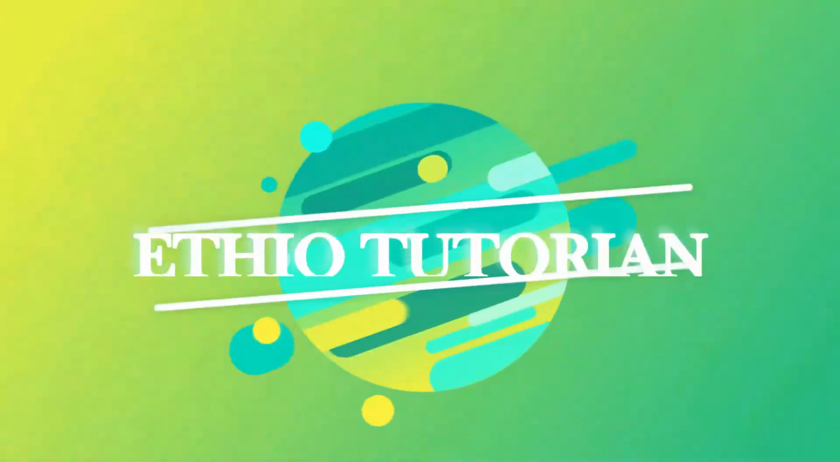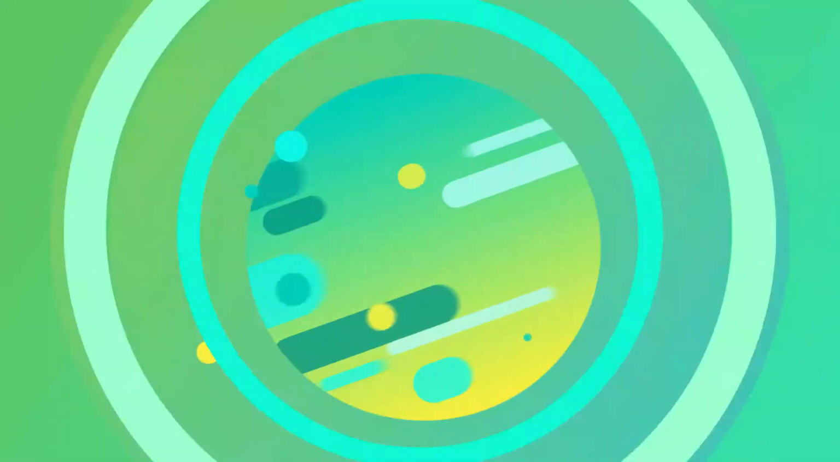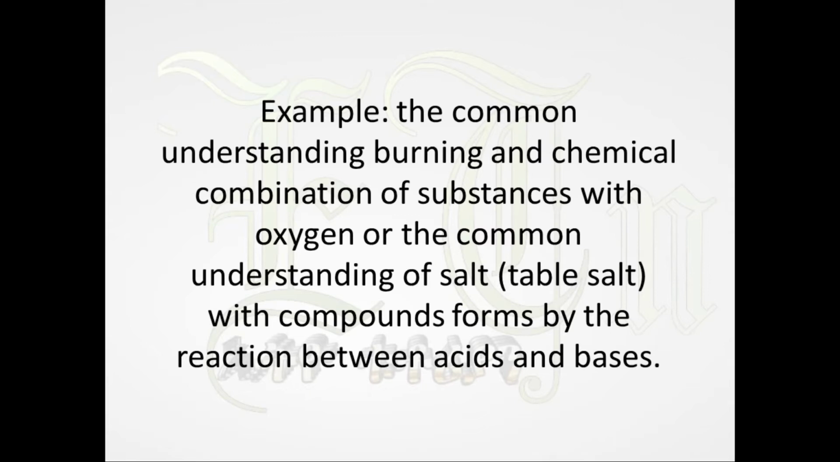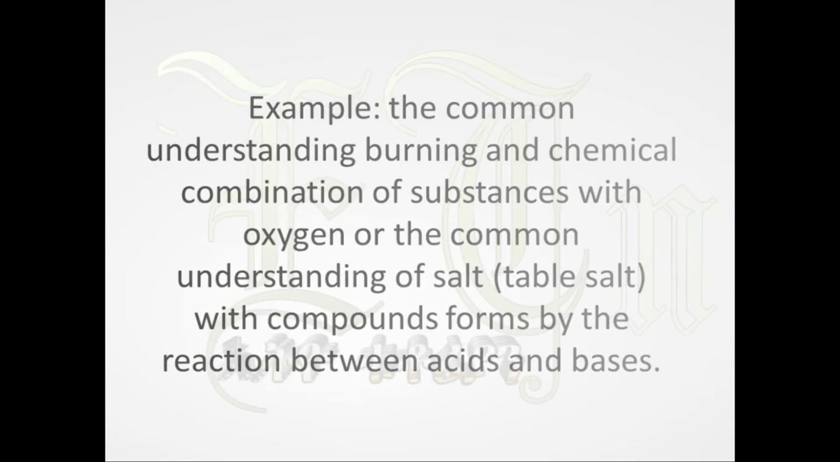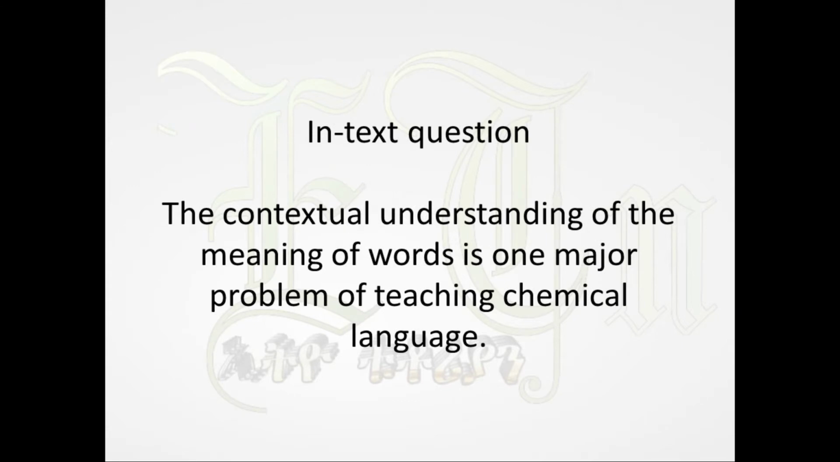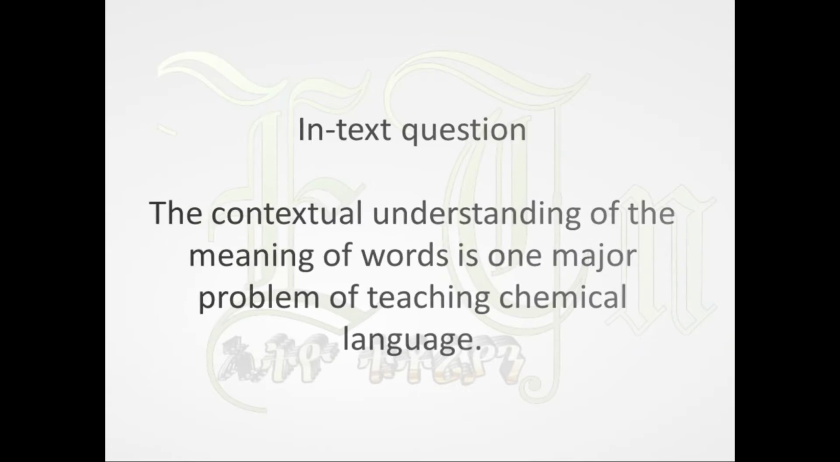Example: the common understanding of burning and chemical combination of substances with oxygen, or the common understanding of salt as table salt, with compounds formed by the reaction between acids and bases. In text questions, the contextual understanding of the meaning of words is one major problem of teaching chemical language.